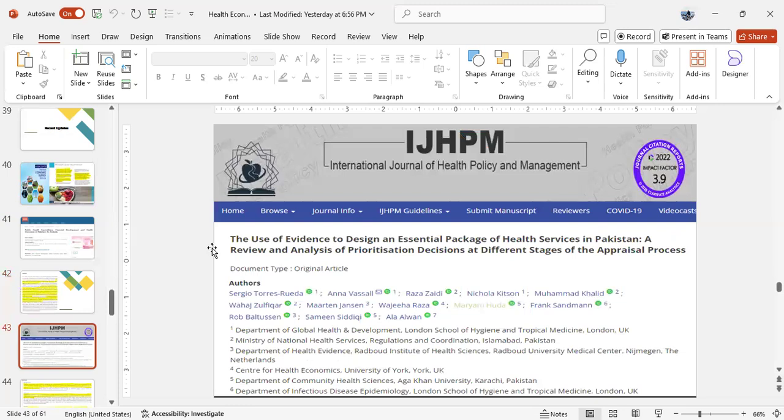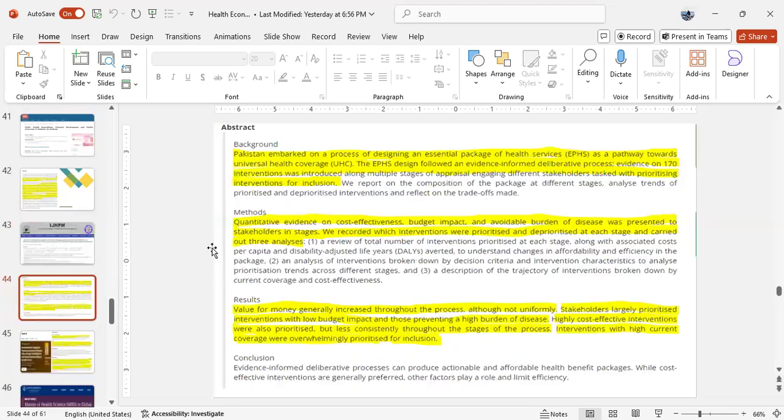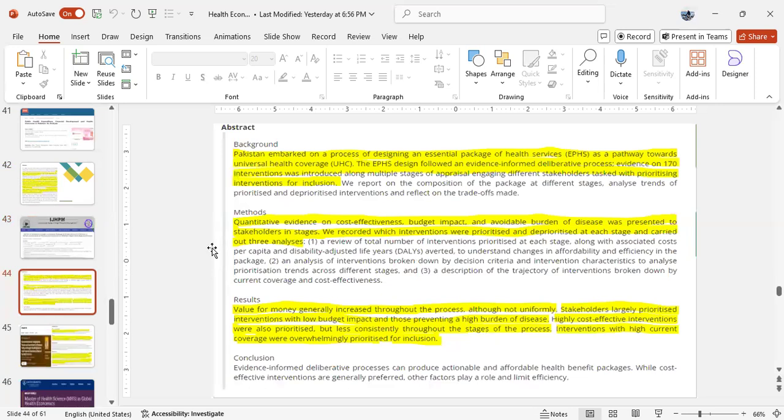The use of evidence to design an essential package of health services in Pakistan: a review and analysis of prioritization decisions at different stages of the appraisal process. Pakistan embarked on a process of designing an essential package of health services as a pathway towards universal health coverage. The essential package of health services design followed an evidence-informed deliberative process.